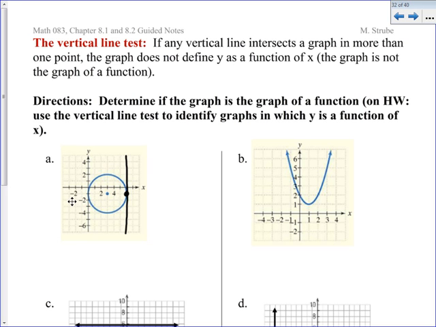But I've got to consider every possible vertical line I could draw on this. So I'm going to try another one. I'm just going to move my line over a little bit. Now how many times does that line touch the graph? Twice. It touches it once up here, and it touches it once down here. If it touches more than once, it fails the vertical line test. And when it fails the vertical line test, it's not a function. And that's all because it intersects more than once.